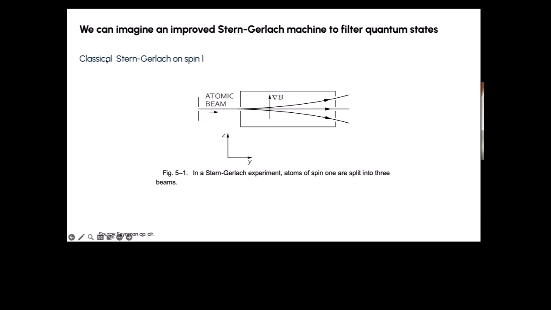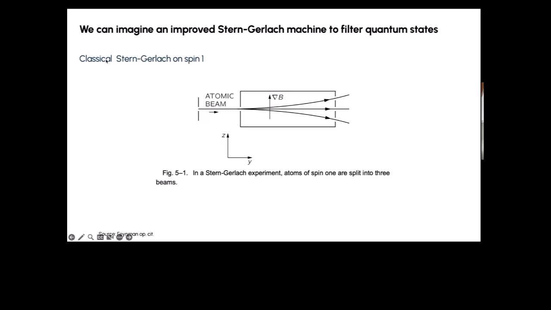The particles are divided into those which have spin one and spin half and so on. Yes, please. But there are atoms which have spin one and they can be split into three beams.